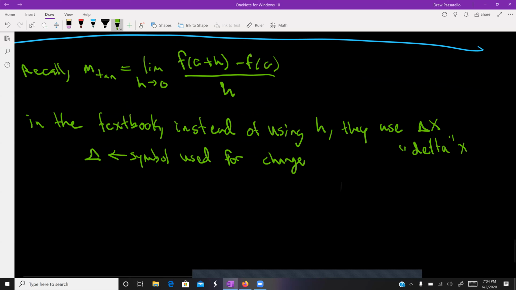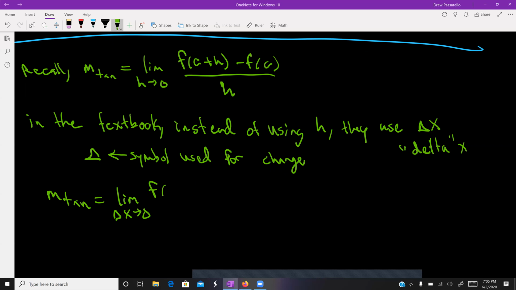So the textbook might write the slope of the tangent line as the limit as delta x goes to 0. So if the change in x goes to 0, then it's f of c plus delta x minus f of c, over delta x, not h.